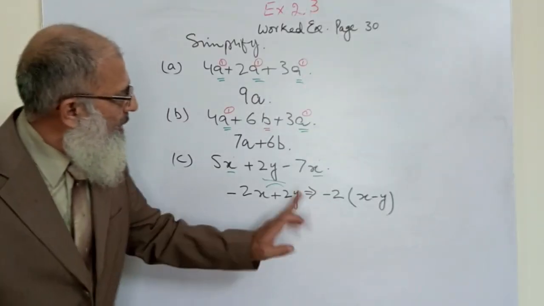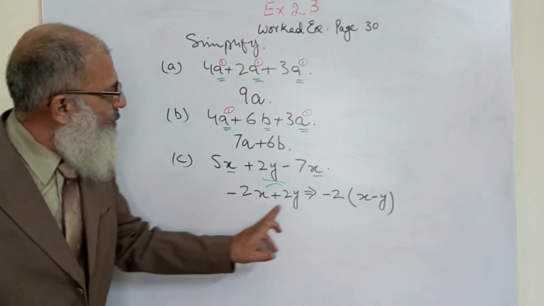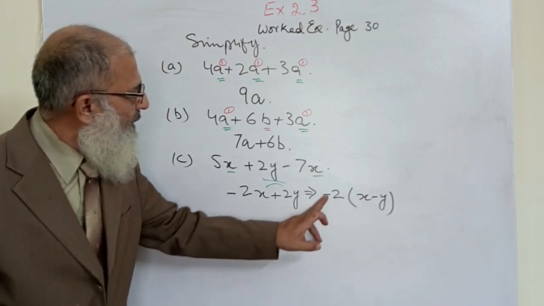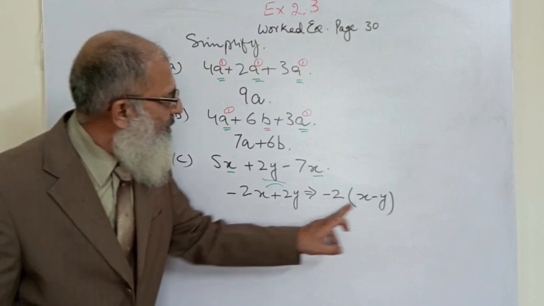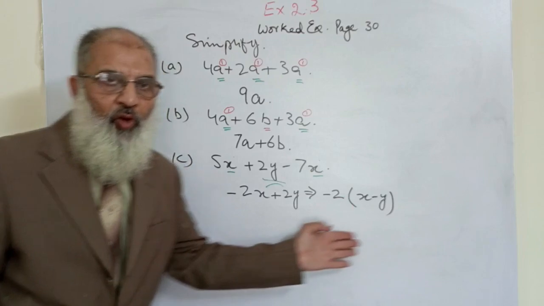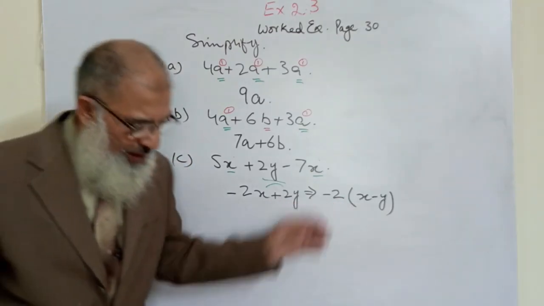You see that if you multiply minus with 2x, it will become minus 2x. And if you multiply this minus with minus, it will become plus 2y. So it is a more simplified form than this, but both answers are valid.